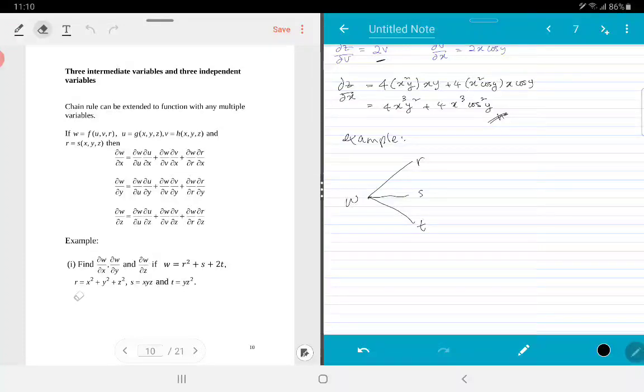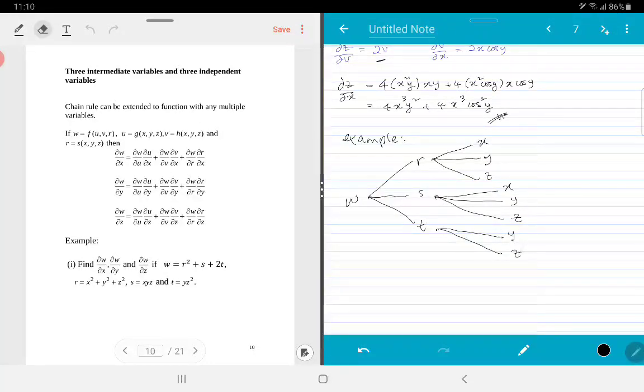R is equal to x squared plus y squared plus z squared. You can see that here we have three variables, x, y, and z. So from r, we branch out to three branches, x, y, and z. s is equal to xyz. So again, we have three variables there. So s branches out to three variables as well, three branches, x, y, z. And t is equal to yz squared. So for t, it branches out to two branches, y and z.